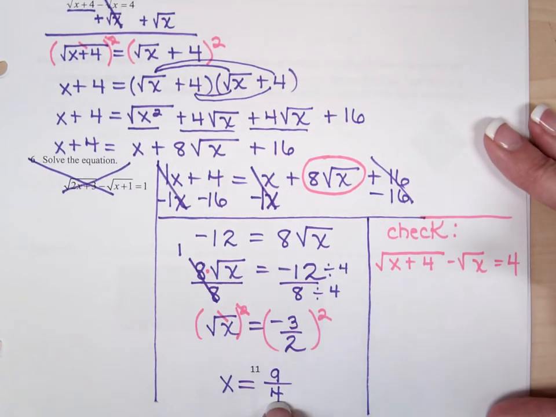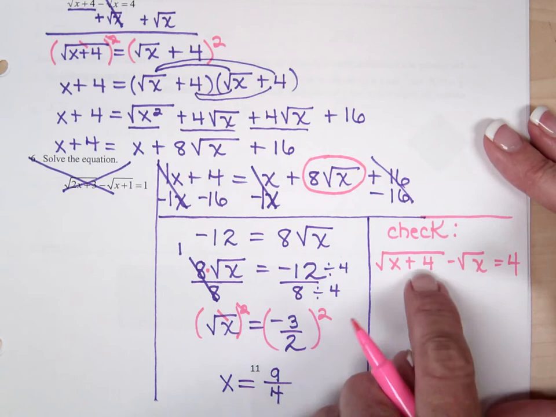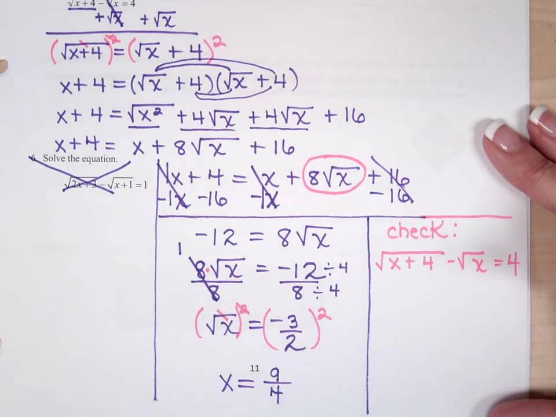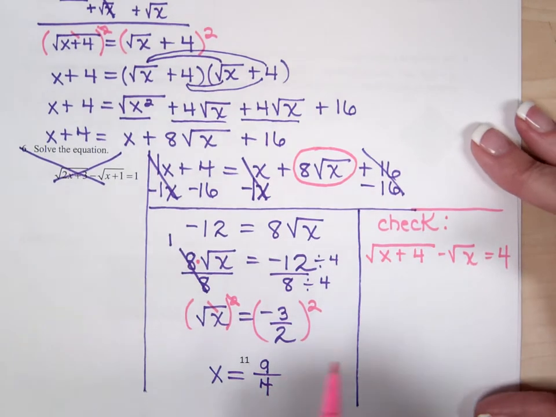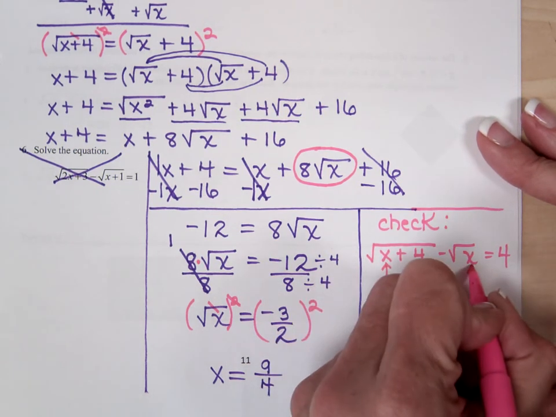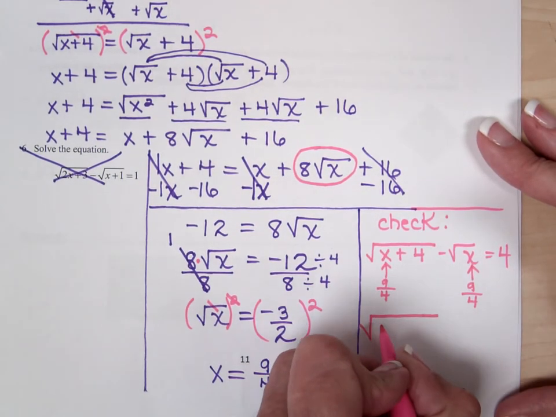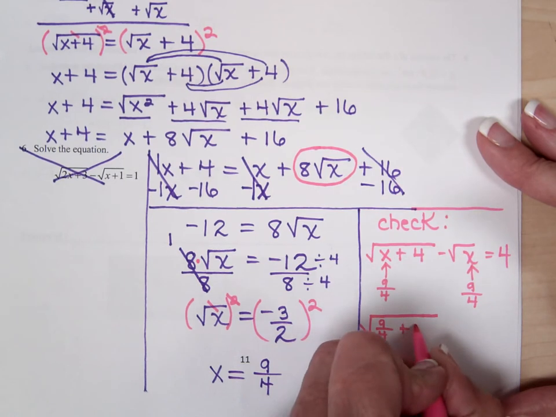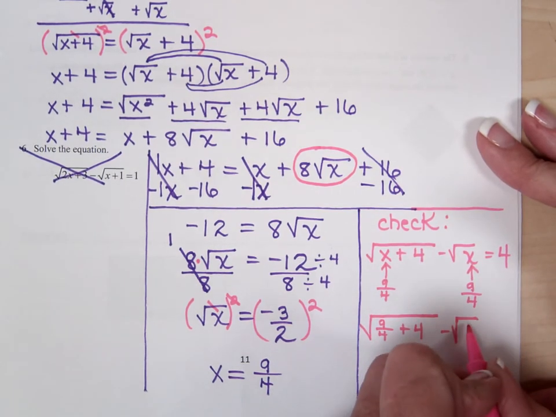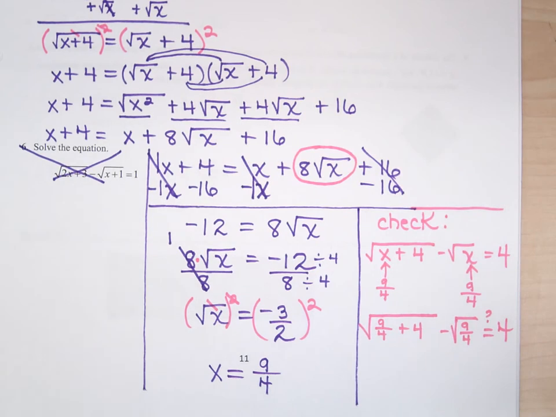So some students like to put these in decimals, but decimals are really hard to take the square root of. So I would keep it in fraction form and just use the fraction button on your calculator. So now let's go ahead and put 9/4 in place of both of these x's. So I want to know, does the square root of 9/4 plus 4 minus the square root of 9/4 equal 4? And like I said, this is all going to be done on the calculator, so yes, it looks ugly, but we're going to be able to do it on the calculator. So go ahead and get your calculators out.